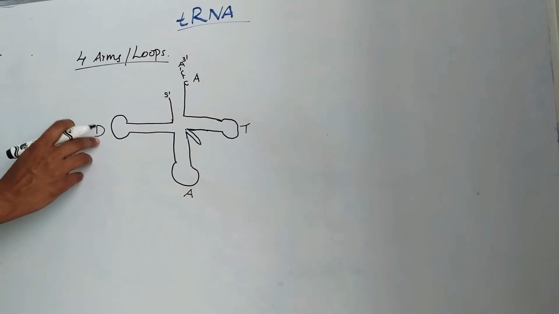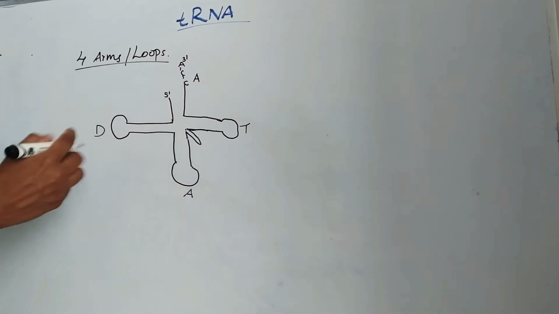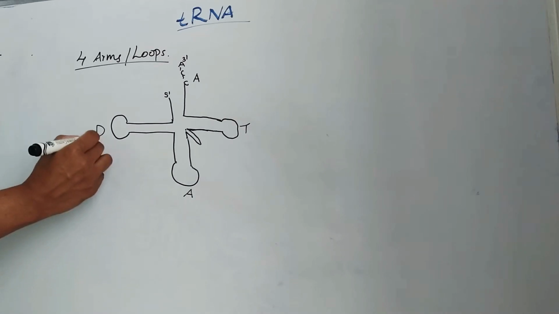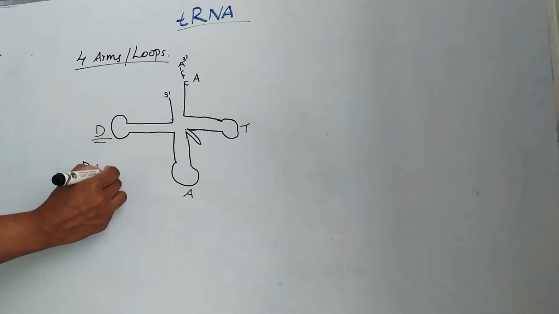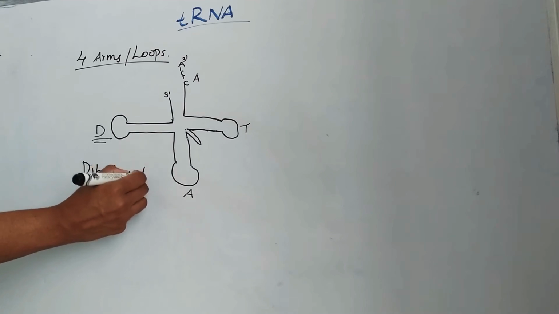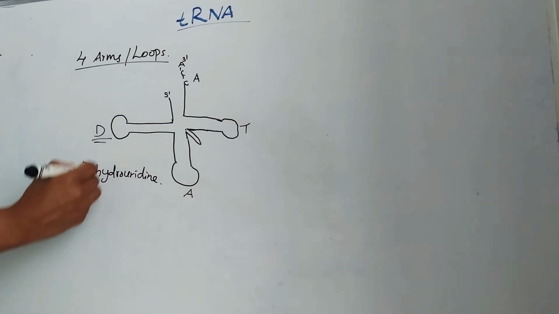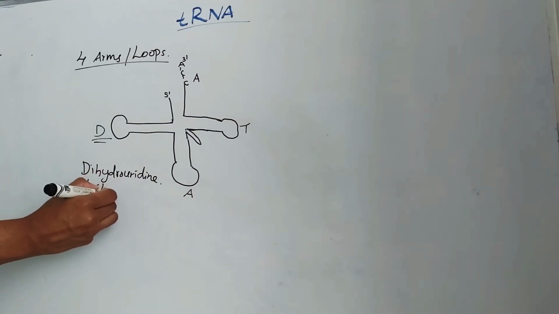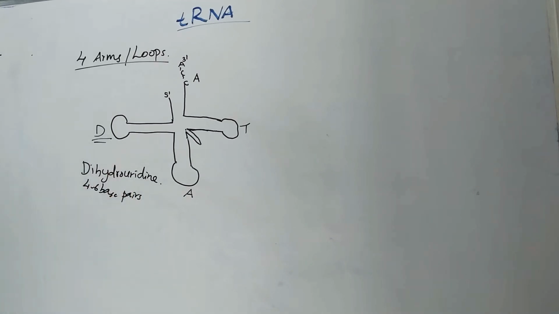So, first we will see the D arm. The D arm contains the base dihydrouridine. That's why the name D arm. It has 4 to 6 base pairs.